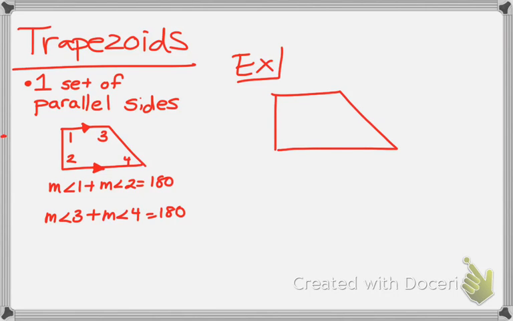where let's say this is 85 degrees, and you have to find the measure of angle x. Well, to find x, all you're going to do is take 180 and subtract 85 from it, which would get you 95.